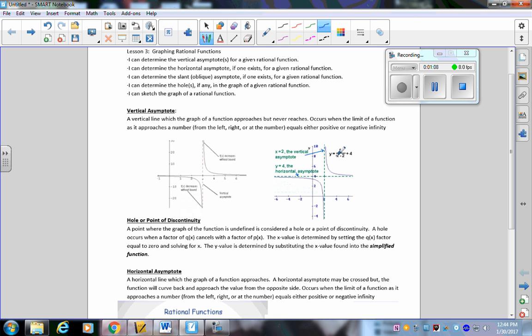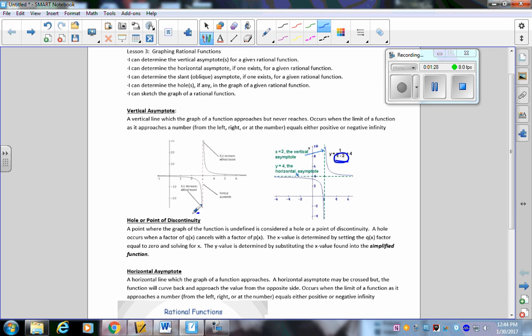As you can tell in this example, this one had a vertical asymptote at x equals 2, because we're looking for numbers that, when we substitute them back in, are going to make the denominator 0. It's going to make that denominator undefined. So the graph does not appear at that location.